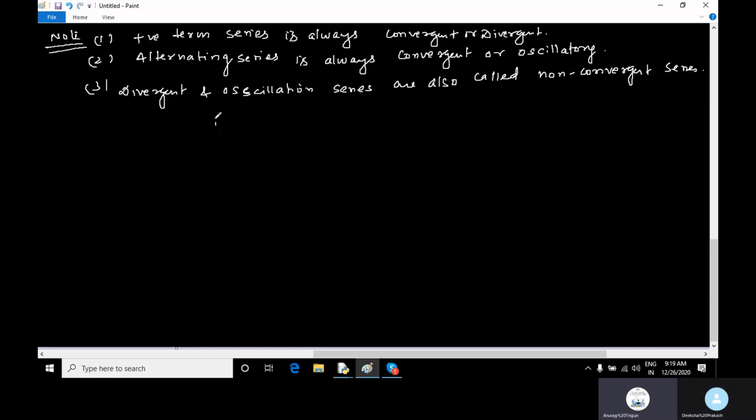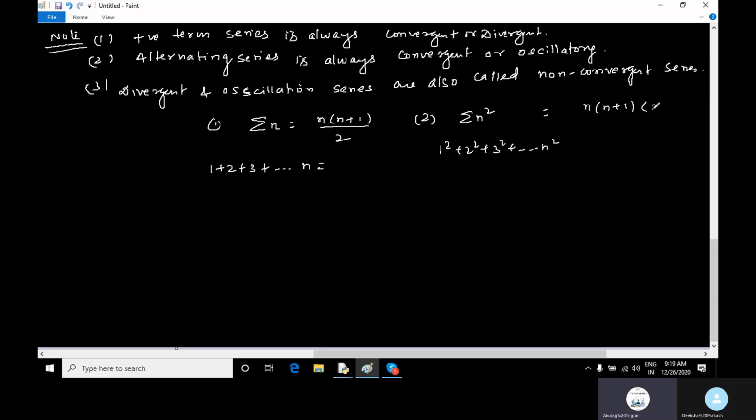Now keep these three formulas in mind before starting the problems. The sum of the first n natural numbers is n times n plus 1 by 2, right? Next, the sum of squares of n natural numbers. N natural numbers means 1 plus 2 plus 3 and so on up to n. N squares means 1 squared plus 2 squared plus 3 squared and so on up to n squared. So this formula is n times n plus 1 times 2n plus 1 by 6. We have already studied this before, right? Keep this in mind, okay?